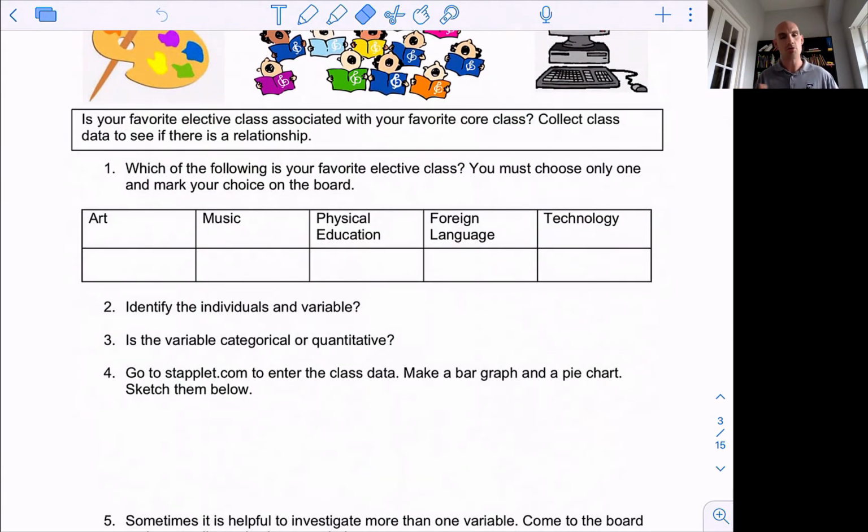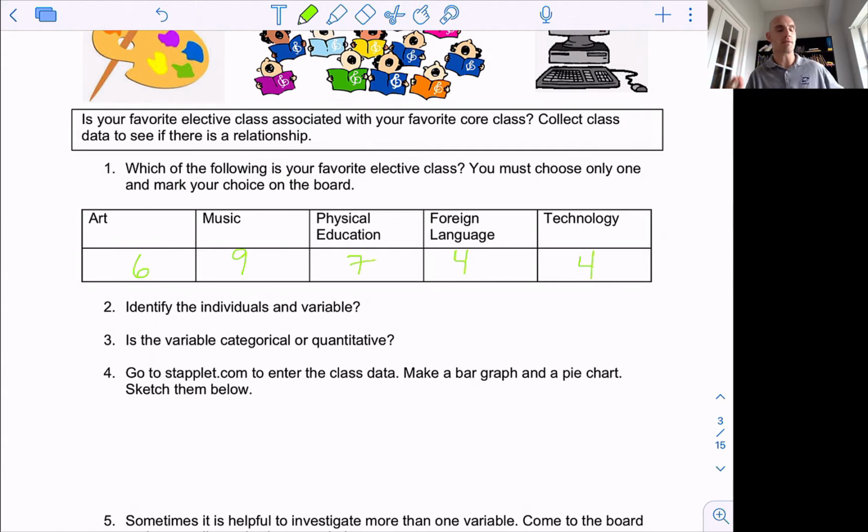Let's say you asked a class and you collected some data and it looked something like this. In the class, 6 people liked art, 9 liked music, 7 liked PE, 4 preferred foreign language, and 4 preferred technology.